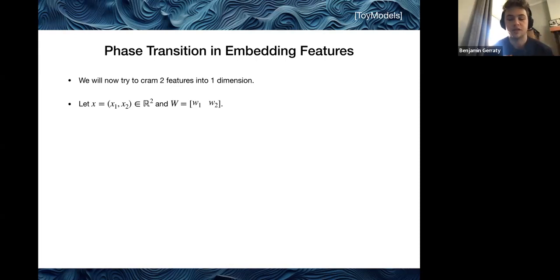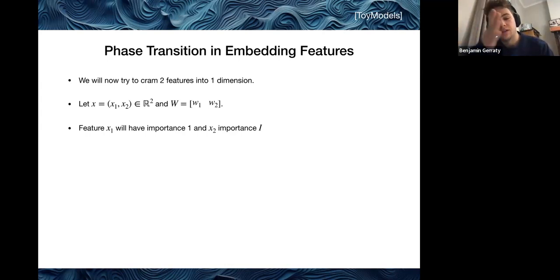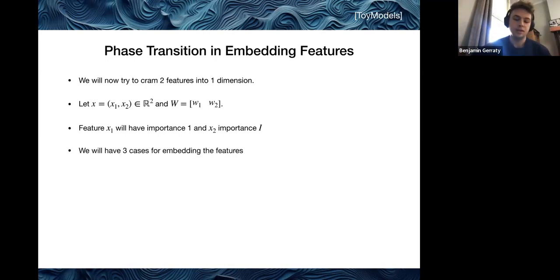So here the feature vector is just 2 entries, and the matrix W is just going to be a 1x2 matrix. We're going to give the first feature importance 1, and we're going to let the importance of the second feature vary with importance I. So I will go from 0.1 all the way up to 10. So it'll either be 1/10 of the first one all the way up to 10 times it. So there's only 3 cases we have.